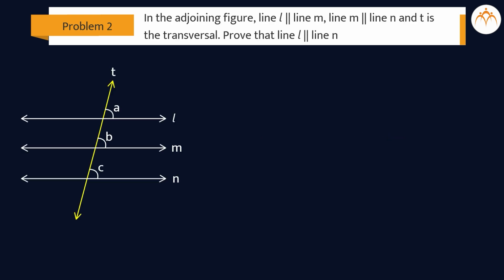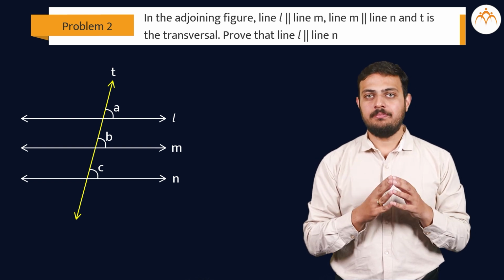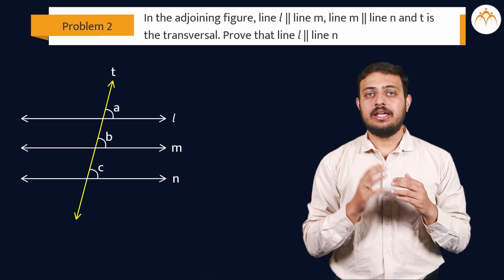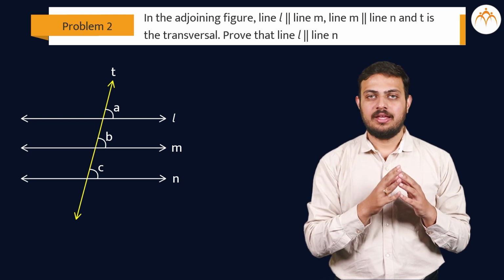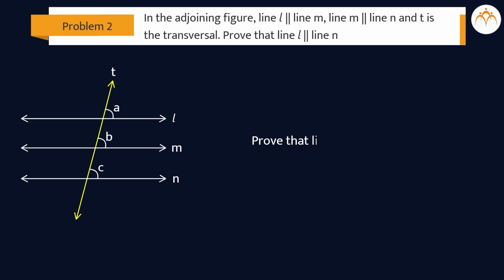Next example. In the adjoining figure, line L is parallel to line M and line M is parallel to line N. Line T is the transversal. Prove that line L is parallel to line N. Solution: line L is parallel to line M. This is given. Angle A is congruent to angle B, corresponding angles.